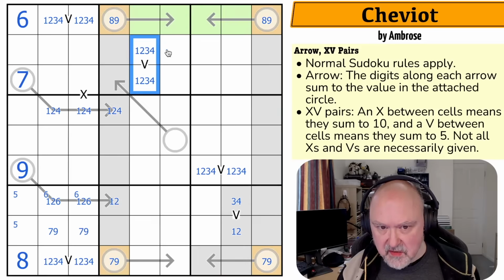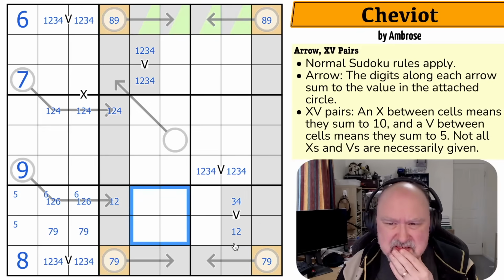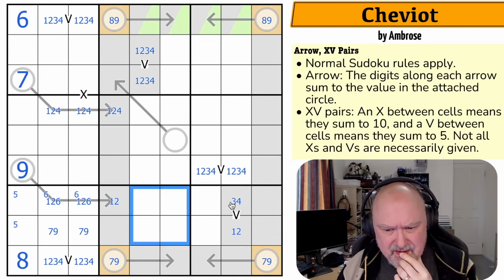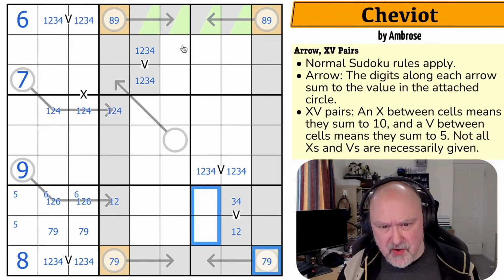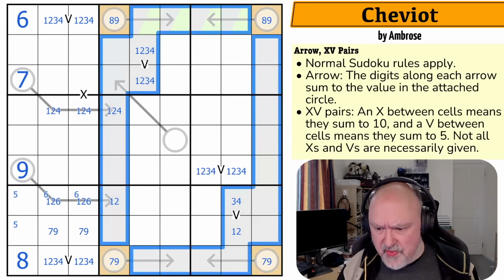Those can't contain a 9. None of these can contain a 9. It's not quite enough, is it? I don't think I can use that, because 9 is in one of those, 9 is in one of those. I'll keep it in mind, but I don't think it's helping.